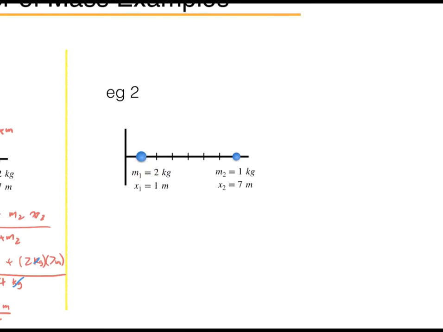So let's calculate, that's going to be somewhere over here. It's going to be closer. We don't know exactly where yet, but let's figure it out. So x center of mass.